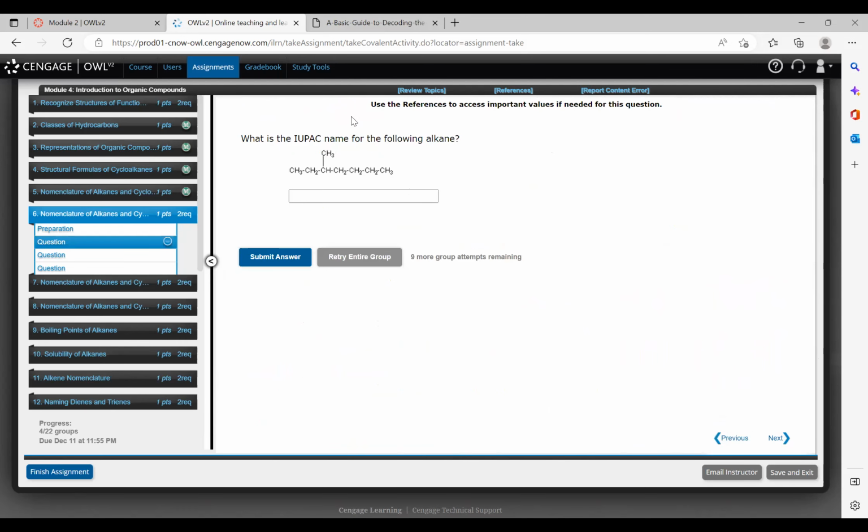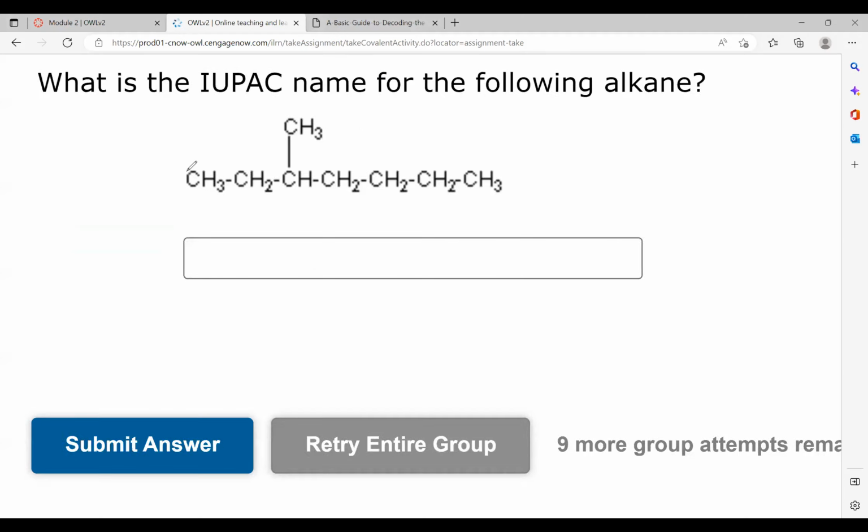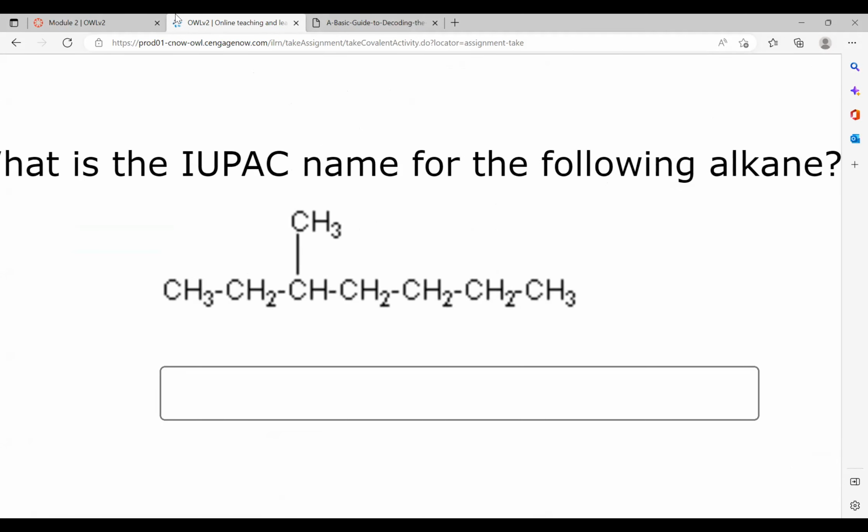Okay, so here we want to look at the traditional IUPAC naming. And IUPAC naming is the standard naming that we do for these organic compounds. Let me get this a little bit bigger so we can see it in a little more detail. Okay, so we want to pick the longest chain. 1, 2, 3, 4, 5, 6, 7. So far, our longest chain would be 7.